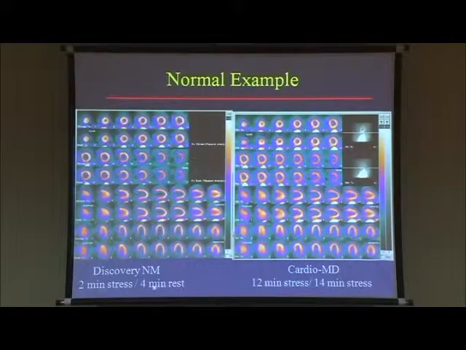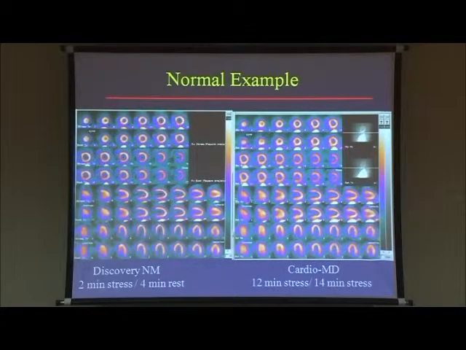Okay, let's look at some images. So here is a normal patient. Here, using the CardioMD system that we had at Emory from Philips, with a 12-minute stress image and a 14-minute, this is a typo, rest image. And you can see this is quite a nice looking image. There's nothing wrong with these images.